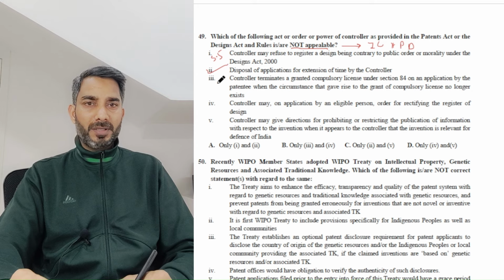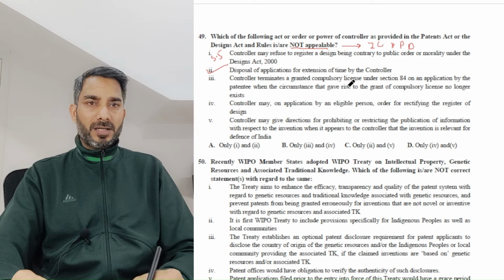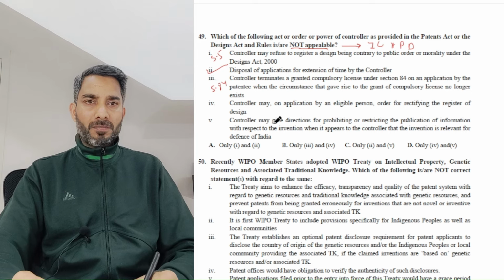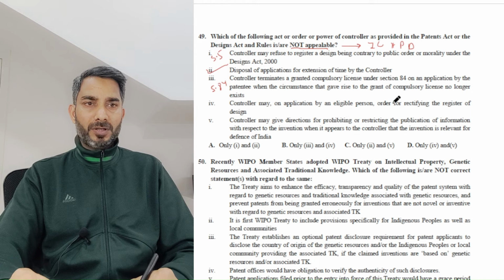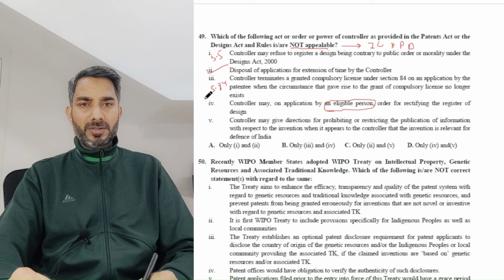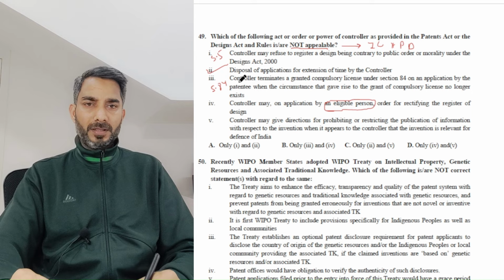High Court or IPD. Controller terminates a granted compulsory license under Section 84 on application by the patentee when the circumstances change. Oh, this is appealable. Section 84 is appealable. Controller may, on application by an eligible person, order for rectifying the register of design. Eligible person is what? The guy himself, the aggrieved guy, right? Rectifying this also, you can appeal this also.